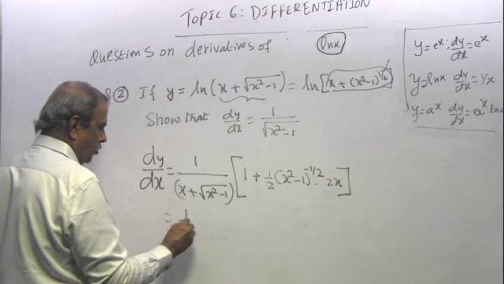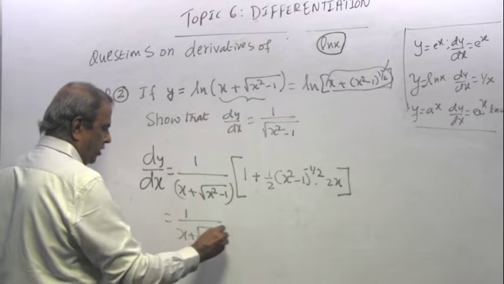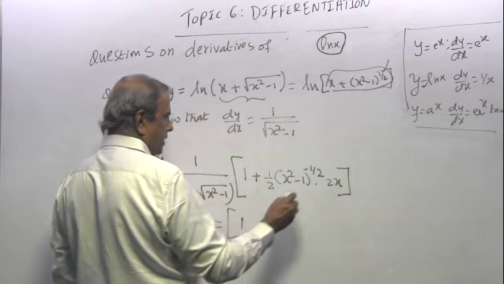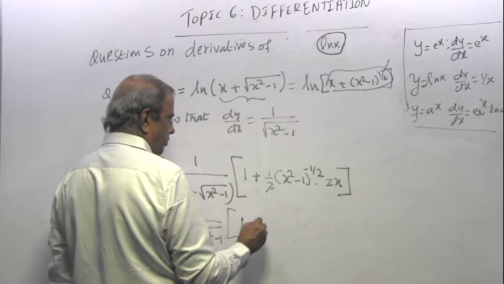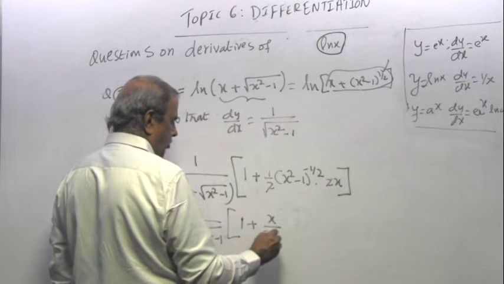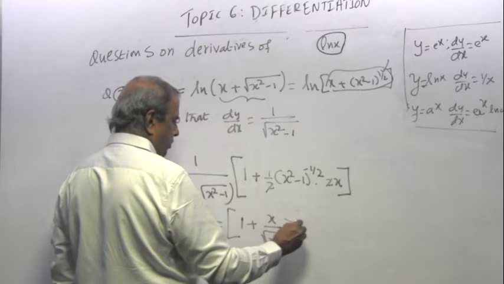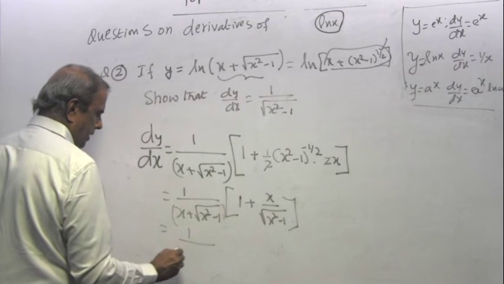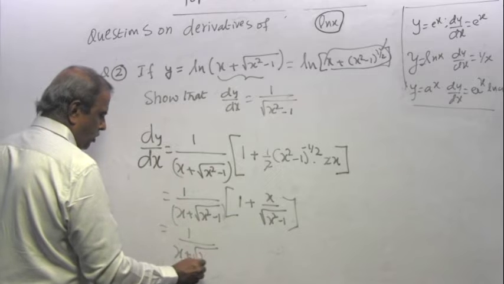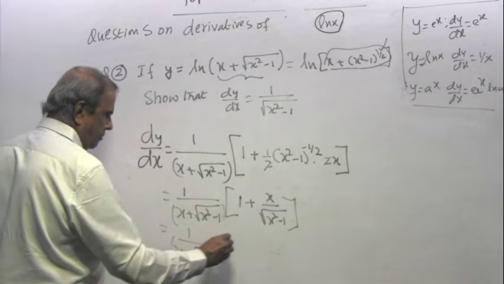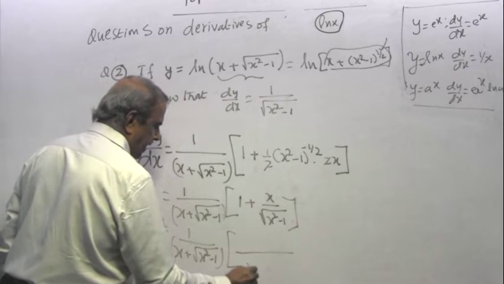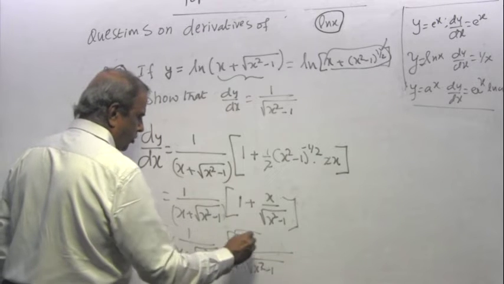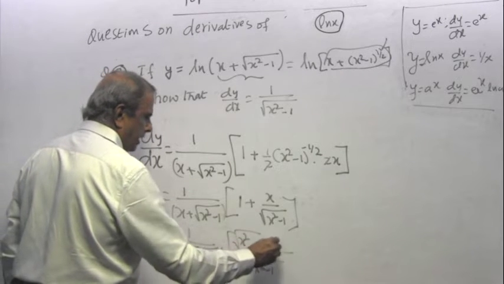So this is 1 over x plus root x squared minus 1 times 1, look, the 2 and the 2 cancel, plus x over root x squared minus 1. So this is 1 over x plus root x squared minus 1 multiplied by, take root x squared minus 1 as LCM, I get root x squared minus 1 plus x.